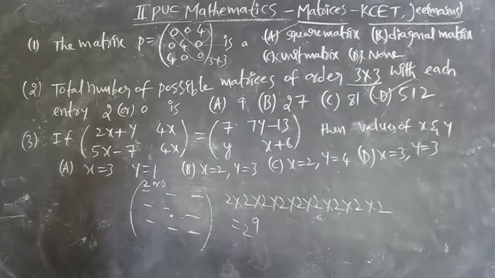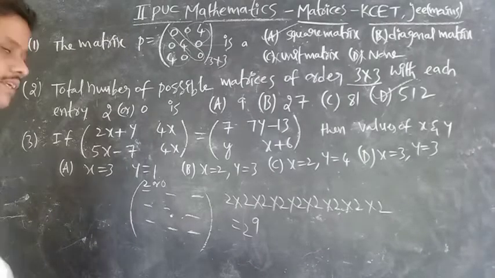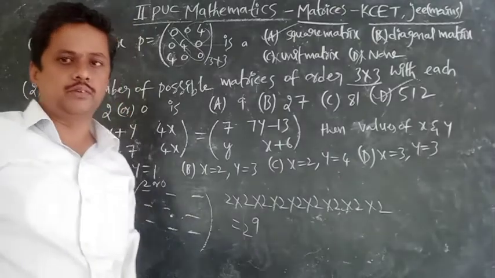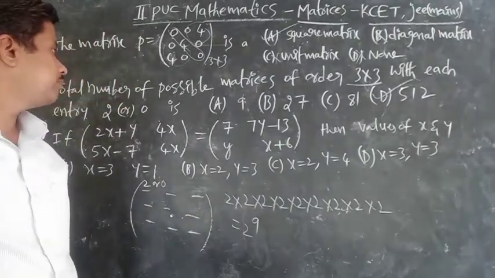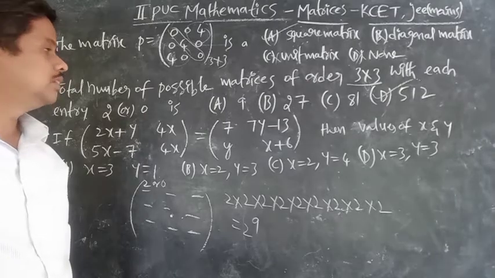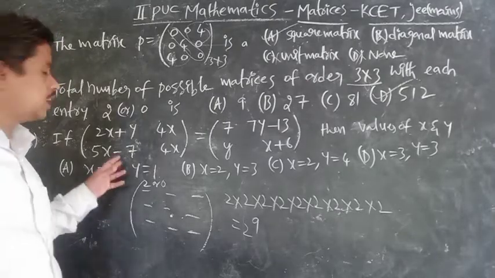Multiplying 2 nine times on the calculator, we get the answer: 2 to the power 9 is equal to 512. Okay? Understood? Next we will move to the next question.